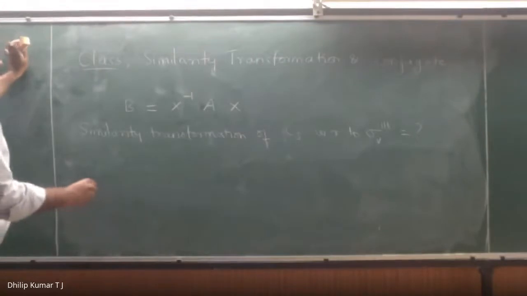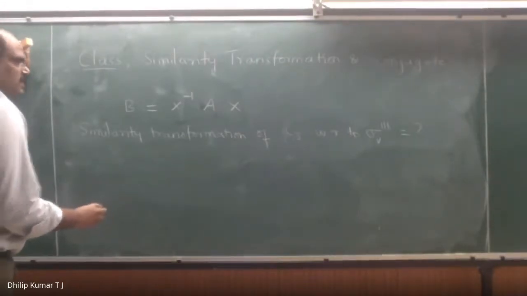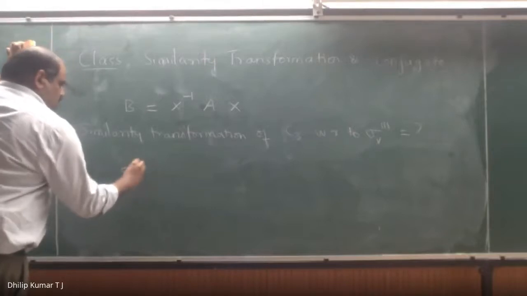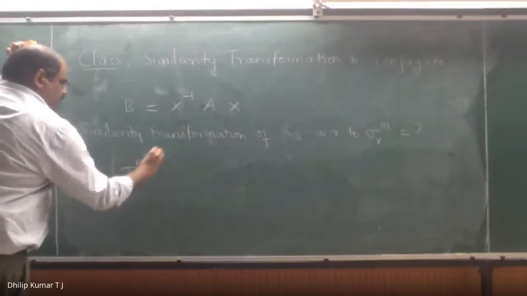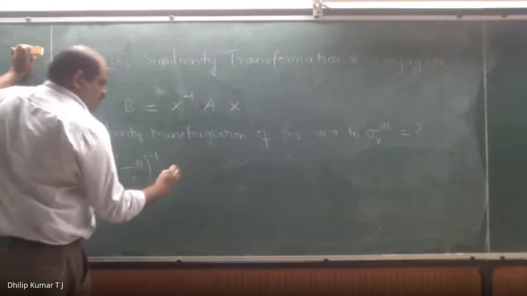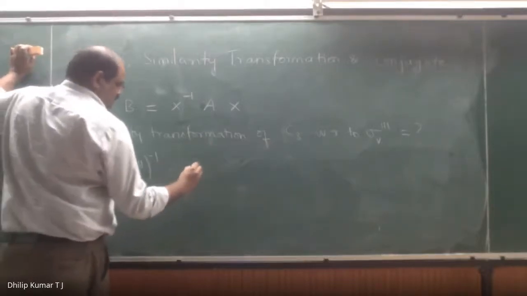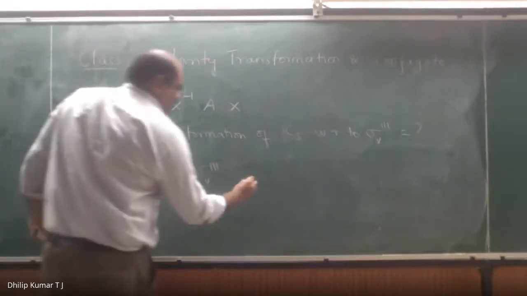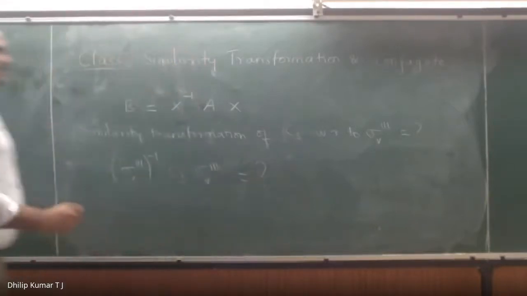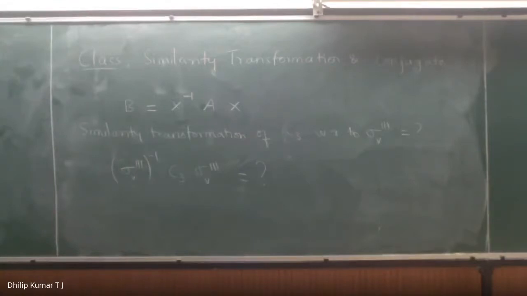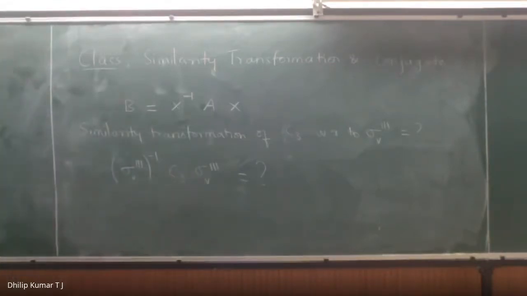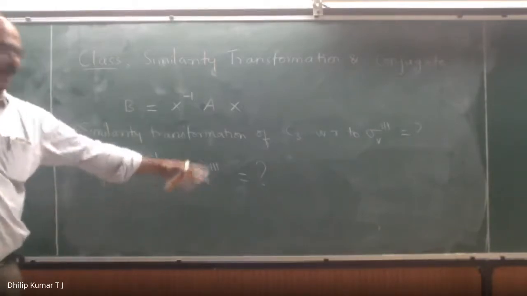So you take sigma V triple prime inverse, the operator is C3, and then sigma V triple prime. So this operation you have to find out, and what is the answer? You just have to find out sigma V triple prime inverse multiplied by C3 and sigma V triple prime. If you know the matrix representation of these things, it's easy to multiply and get the answer.